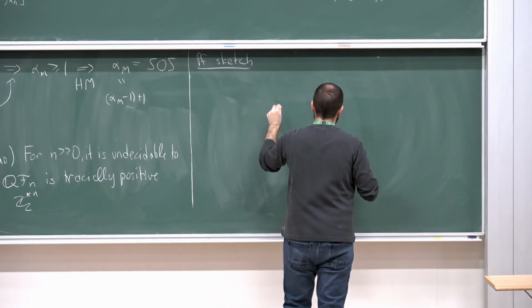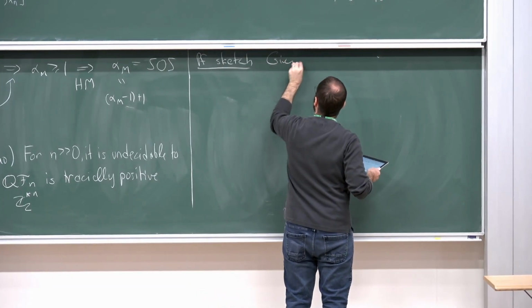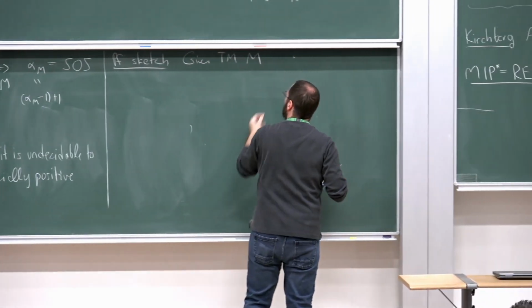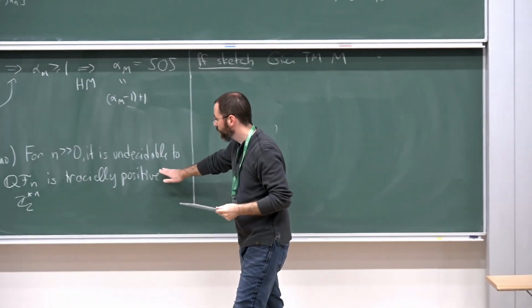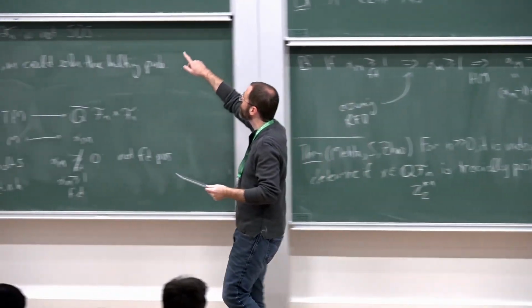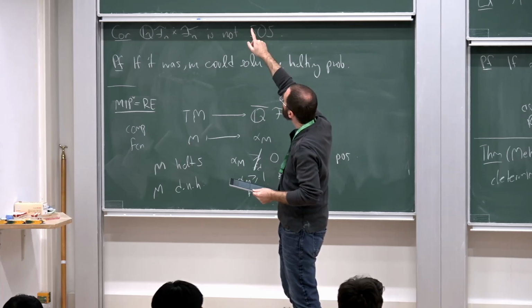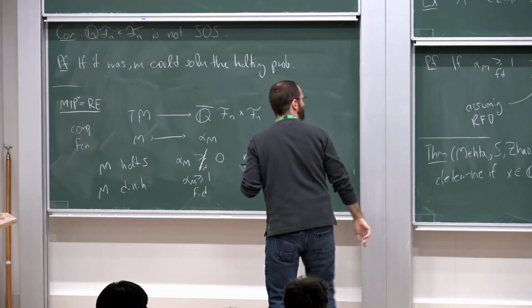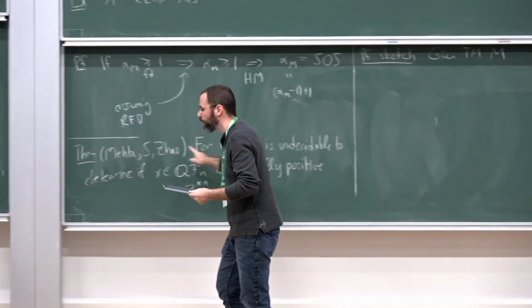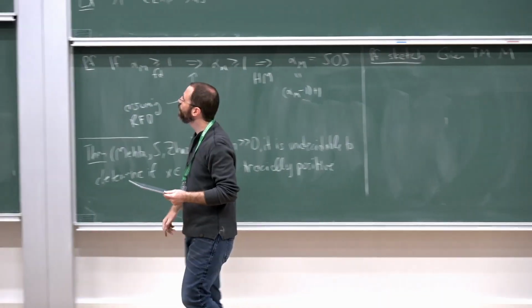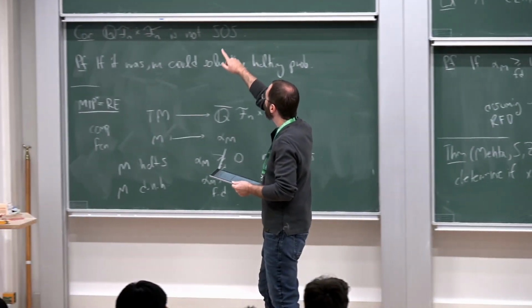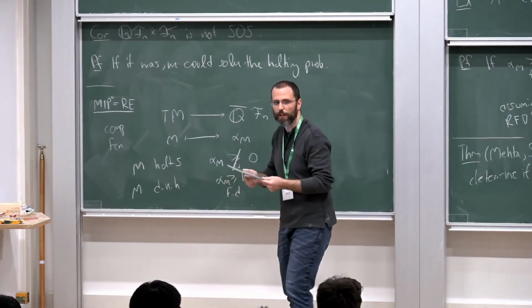Here's the proof sketch. We're given a Turing machine M, and the statement of this theorem is exactly the same as this one up here. We want to show there's a computable map from Turing machines to elements of our algebra, now this algebra rather than the product algebra, such that the element is tracially positive if and only if M does not halt.